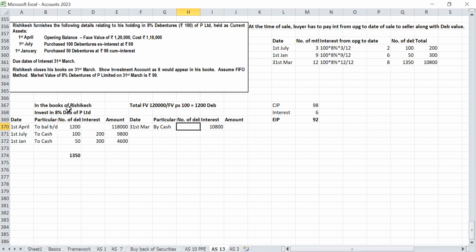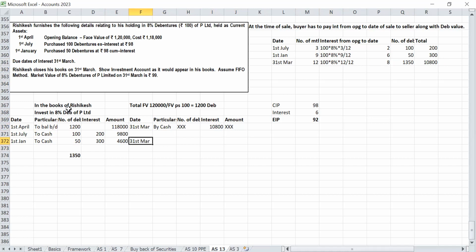Here the number of debentures does not change. It is not increasing, it is not decreasing. So you will not write anything here. Here also nothing, amount also nothing. Only you are receiving the interest portion. Clear? Yes, sir.